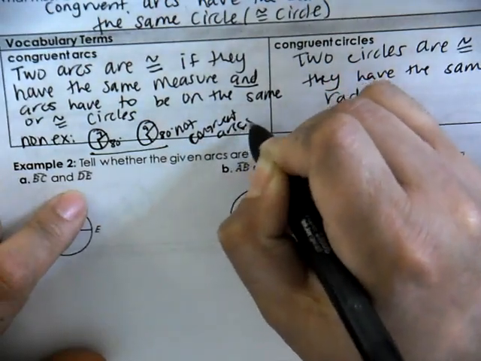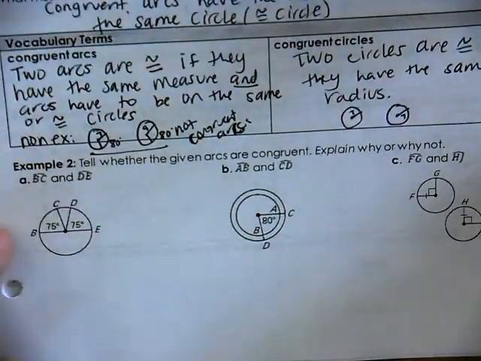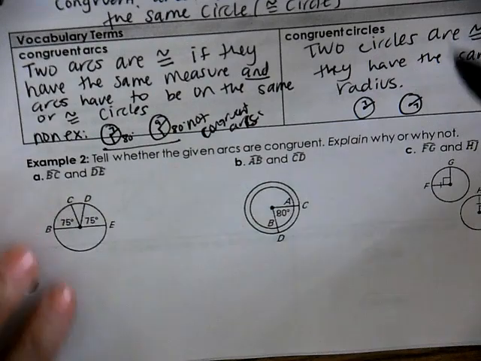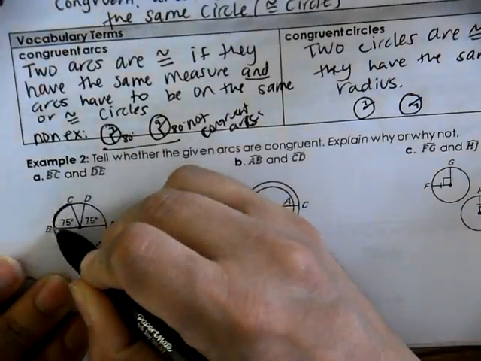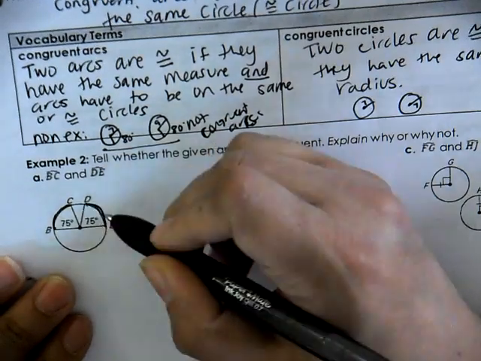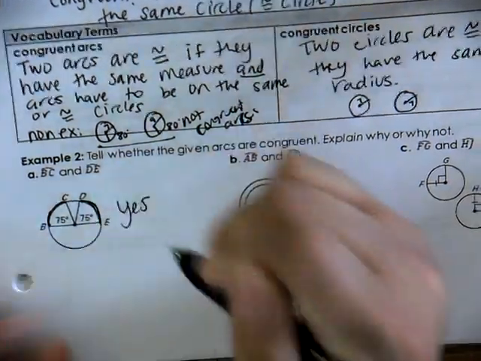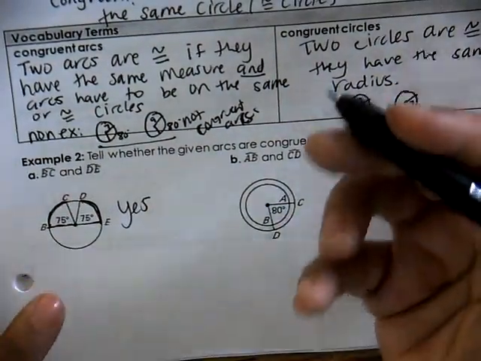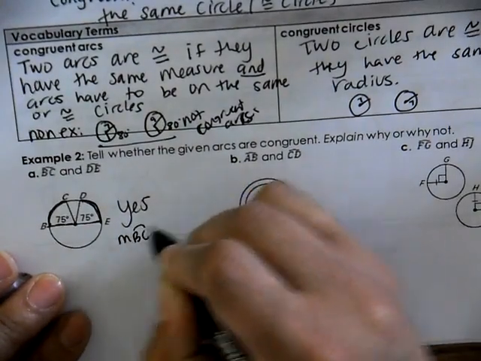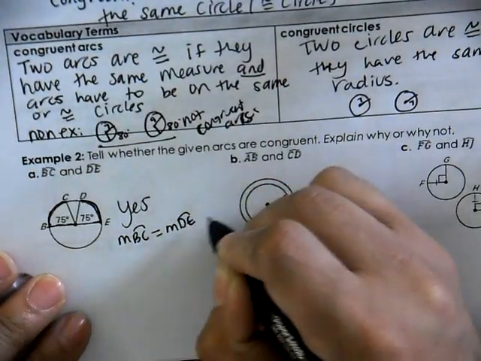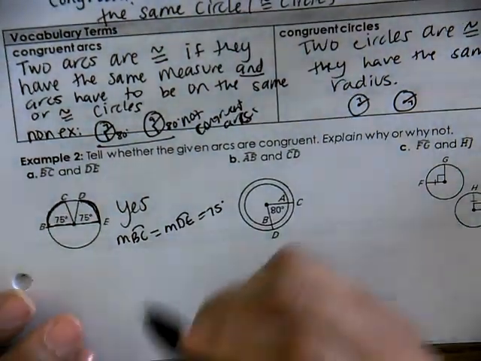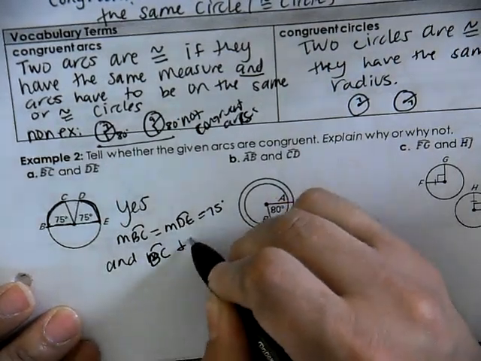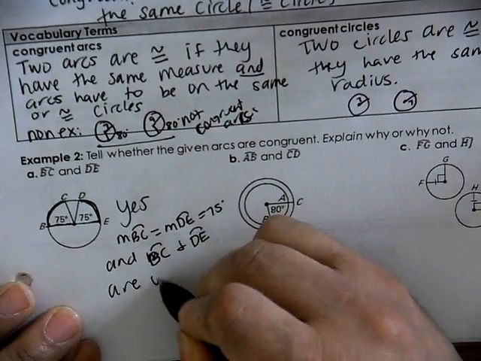Okay, so let's figure that out on the bottom because there are some examples there. It says, tell whether the given arcs are congruent and explain why or why not. The first one shows we're trying to decide if arc BC and arc DE are congruent. And the answer here would be yes. They both sit in the same circle that has the exact same radius, so the circles themselves are congruent, and the measure of arc BC is equal to the measure of arc DE, which is 75 degrees for both of them. So I'll also say arc BC and arc DE are on the same circle.